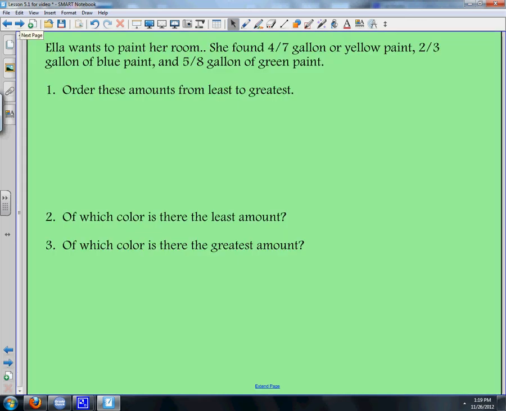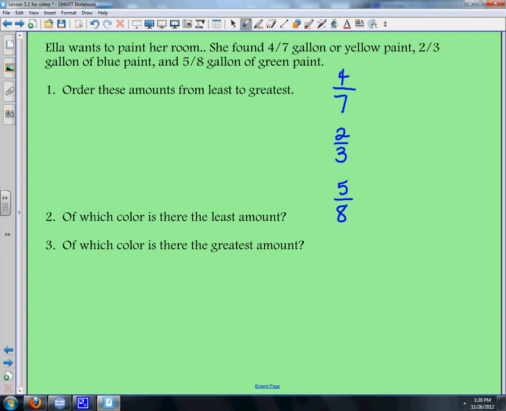So Ella wants to paint her room. She found 4/7 gallon of yellow paint, 2/3 gallon of blue paint, and 5/8 gallon of green paint. Order these amounts from least to greatest. So if I have 4/7, 2/3, and 5/8, I need to find a number that they all have in common. So how you can find that is by listing out the multiples of each number. So it's called the LCM, which should be a review for you.